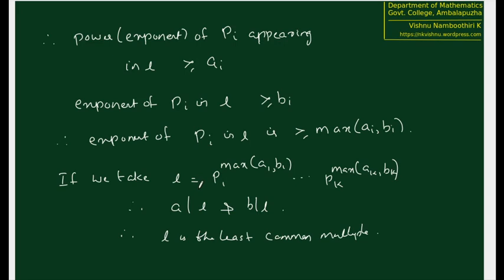So we get LCM of L equal to p1 to the power maximum a1 b1, etc., pk to the power maximum ak bk. So using canonical decomposition, and in fact a general version of that, we see that we can find the GCD using the prime powers appearing in A and B. We will see in the following problem how to make this work.